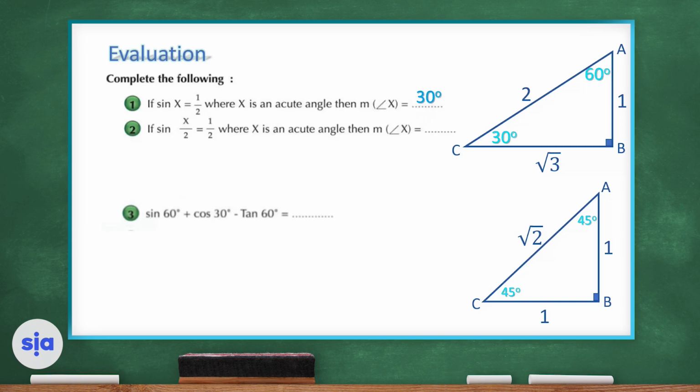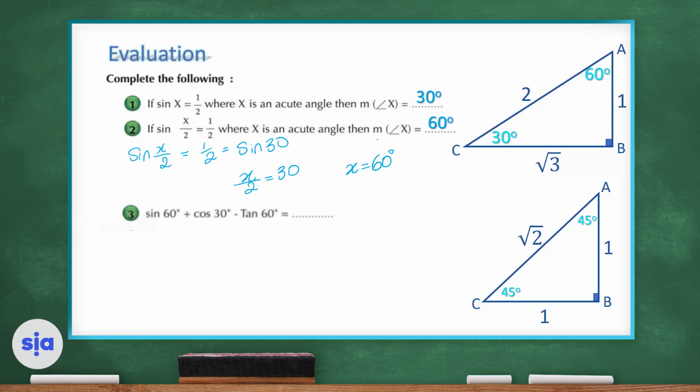In question 2, if sine x over 2 equals half, and x is an acute angle, what is the measure of angle x? As we said in question 1, sine 30 equals half, so sine x over 2 is equal to half, which is equal to sine 30. Then x over 2 is equal to 30, then x is equal to 60 degrees. So the answer of question 2 is 60 degrees.